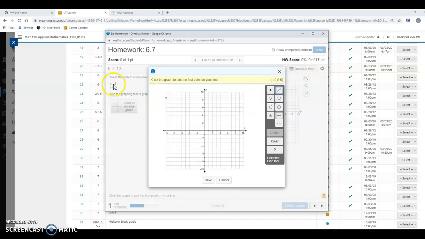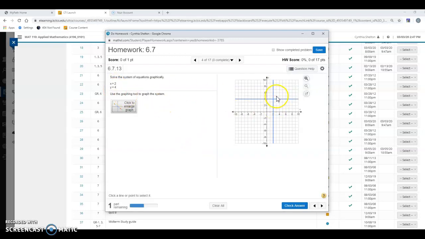x equals 2, that's a special case, over 2 and vertical. When it's just x equals, draw a vertical line. Then I'm going to pick up the line again and draw this second equation, y equals 4, which is your horizontal line through 4, so draw a horizontal line. So you're just going to graph 2 equations on the same graph on this 6.7 stuff. And then the solution is where they cross.